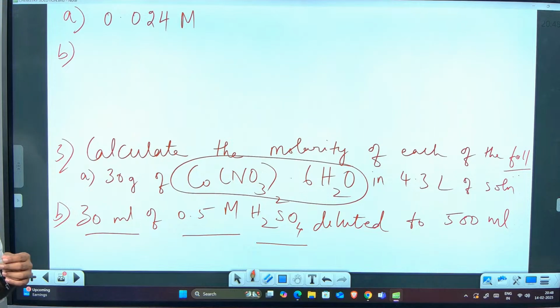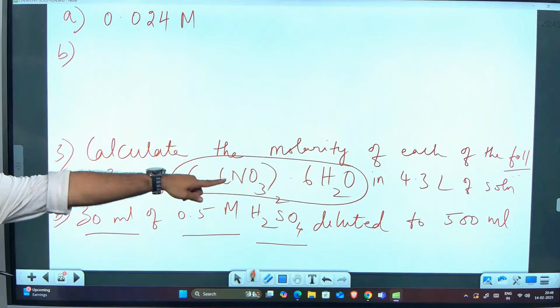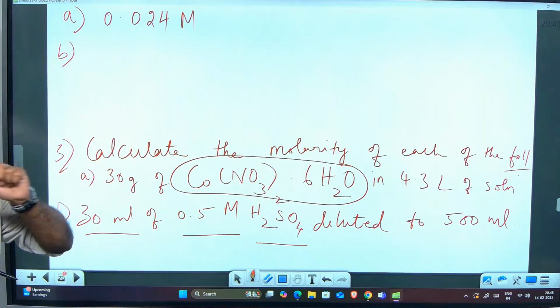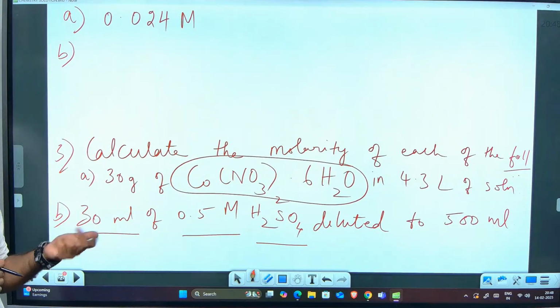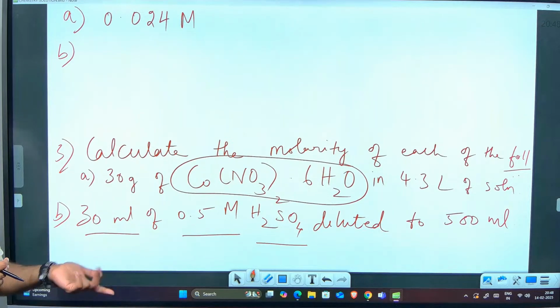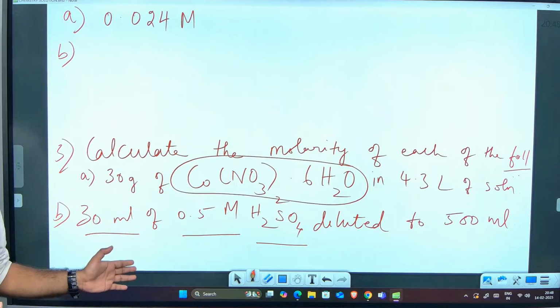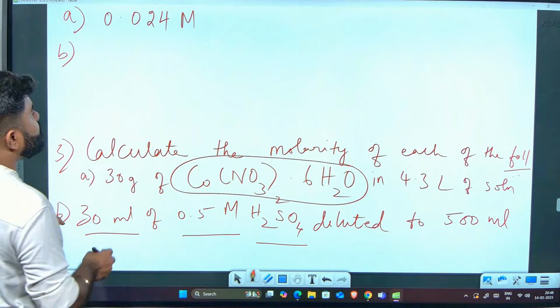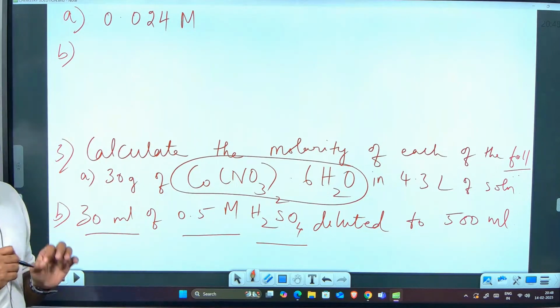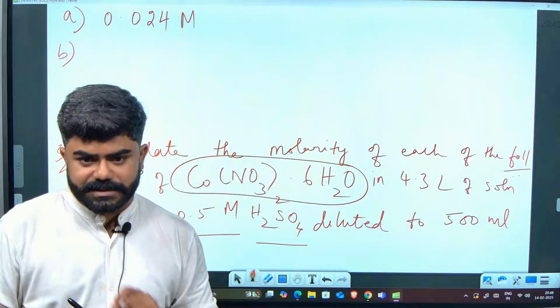When you dilute, that is when you add more water and make it up to 500 ml, naturally the concentration will decrease, right? They have asked us to find that concentration. We know that it will decrease, but to how much? We need the value. Again, that's quantitative. So we need to find the molarity here. So how to do that? We go with the volumetric principles.